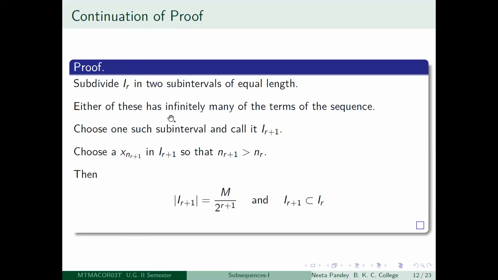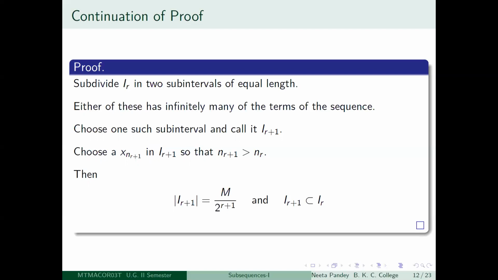So I'm not repeating this line by line. You have understood, I think. You have done till I_r, then you subdivide I_r into two subintervals of equal length, then at least one of the subintervals must contain infinitely many terms of the sequence. Otherwise I_r would not contain infinitely many terms, right? At least one of the subintervals will contain infinitely many terms. Choose one of them and call it I_{r+1}.